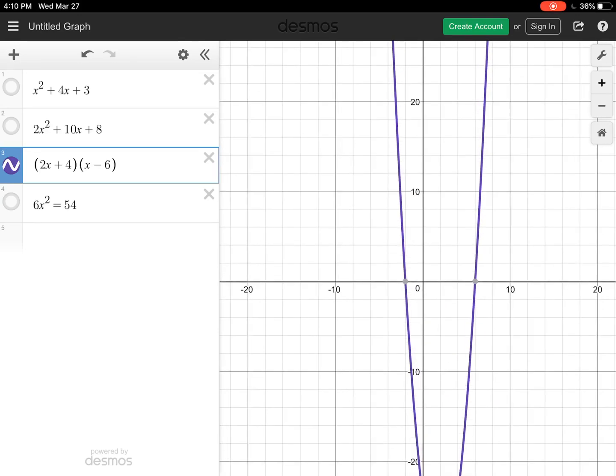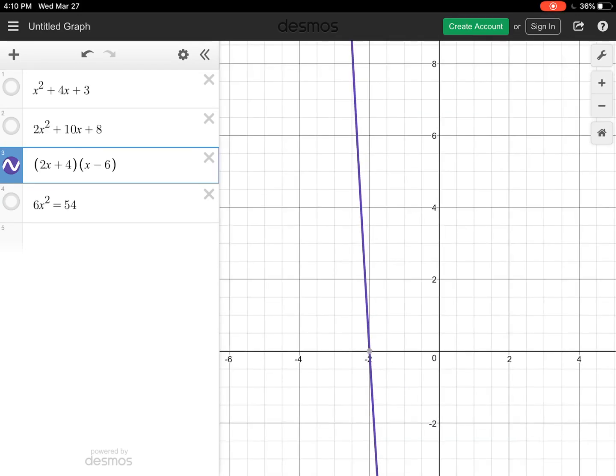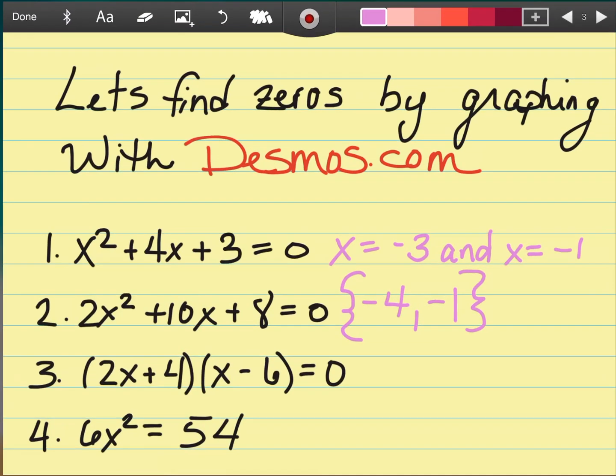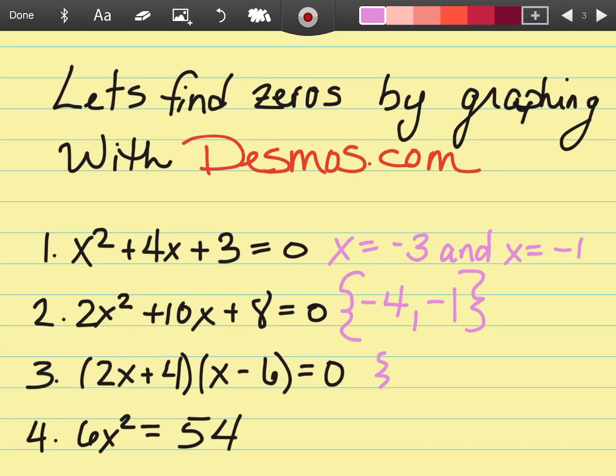If you wanted to zoom in to see those, you don't have to see the entire function to still see where the zeros are located. So let's go type those. So -2 and 6, -2, comma 6. And then here is our last one.